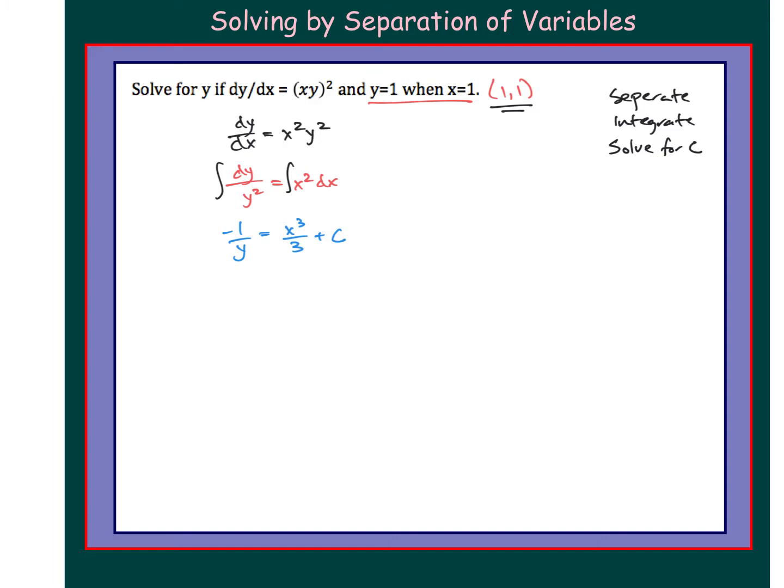So now we're going to substitute in. What do I have on my left side? -1. -1 is equal to 1/3 plus c. So now we solve for c. What do we want to think of -1 as? -3/3. So c equals what? -4/3. So now I've solved for c.